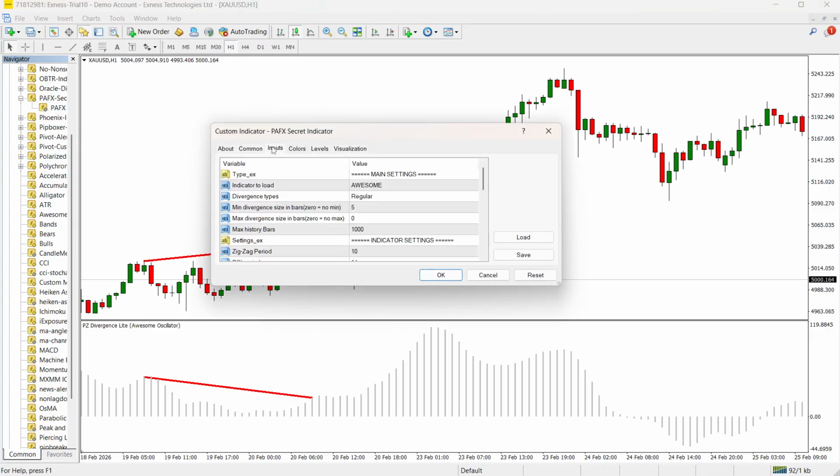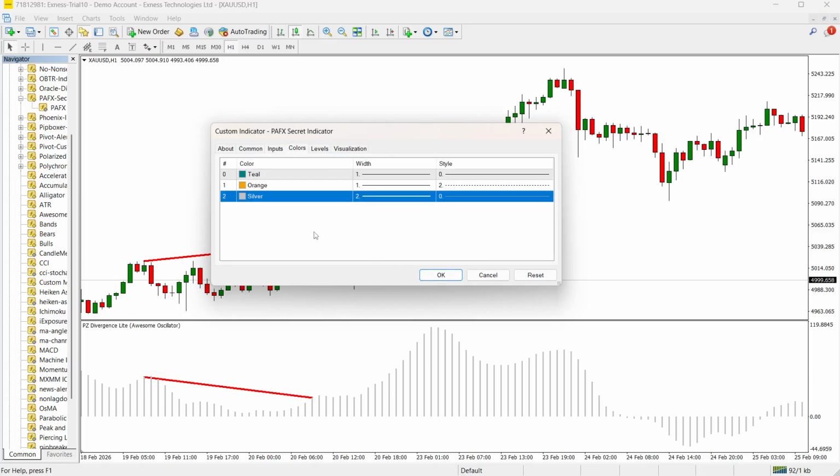As for the settings, let's take a look at our inputs. The type of settings available includes the indicator to load, which lets you choose which underlying momentum tool the PAFX secret engine uses for divergence analysis, such as RSI, CCI, MACD style, stochastic, AO, or momentum variance, depending on your version. So you can align the histogram behavior with your preferred oscillator style. You can also set your preferred colors.